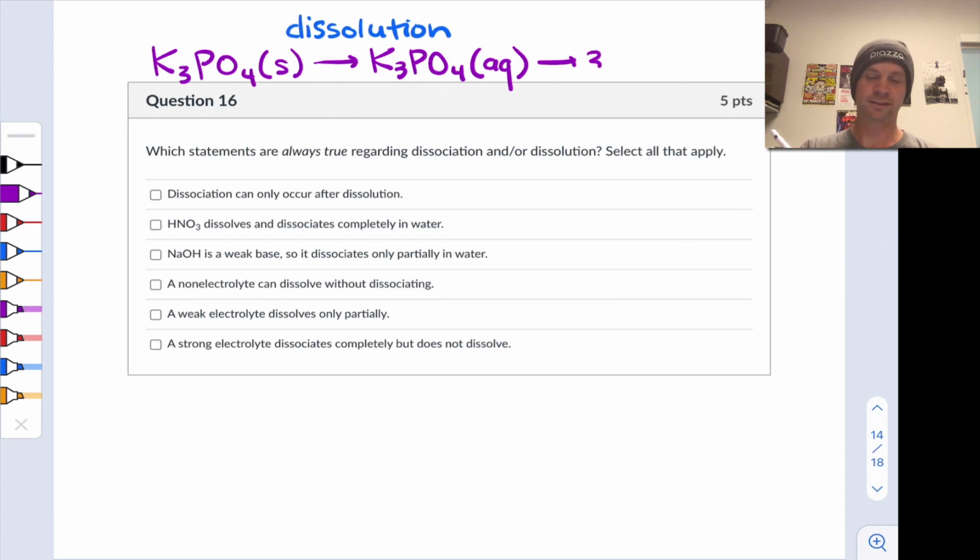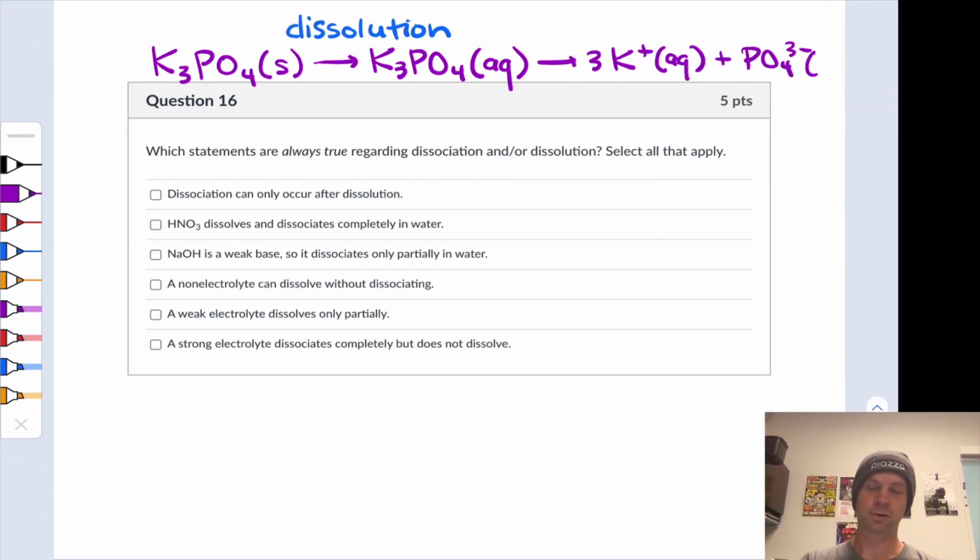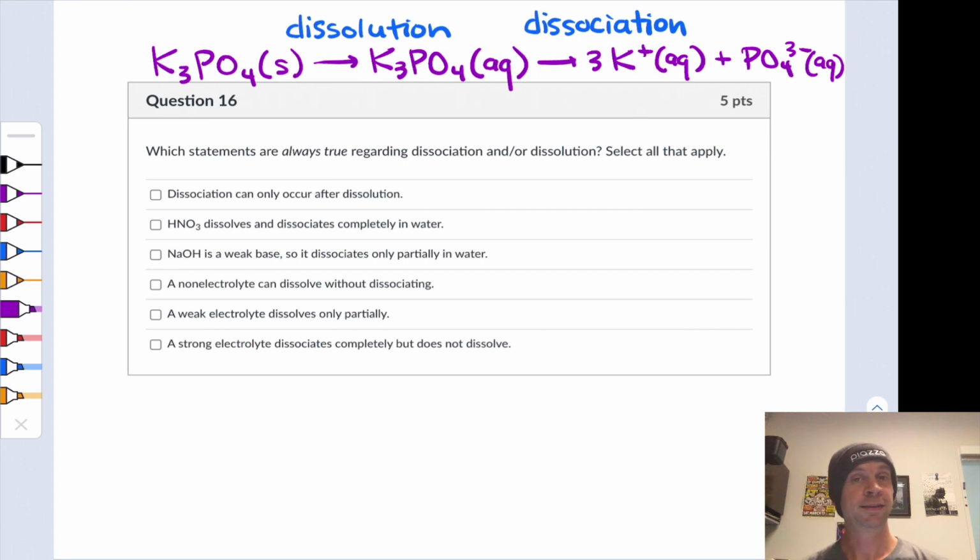Dissociation corresponds to the separation of the ions into individual aqueous species. So for example, 3K+ and 1PO4 3-. Now, when they've truly separated, we say they've dissociated, or that dissociation of the formula units has taken place. Okay, so with that prelude out of the way, let's see what we've got here in terms of the statements. Dissociation can only occur after dissolution. Yes, that's true. Those formula units have to be surrounded by water molecules first before water can get in there and sort of pull apart, you can almost visualize it, the individual ions. So yes, that's absolutely true.